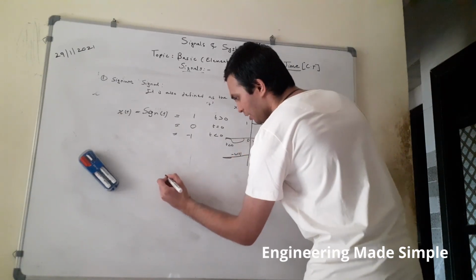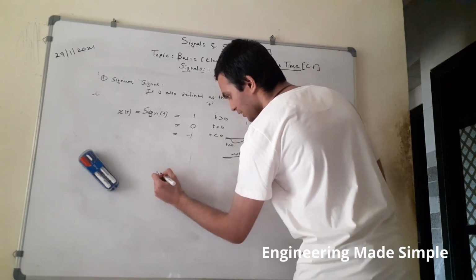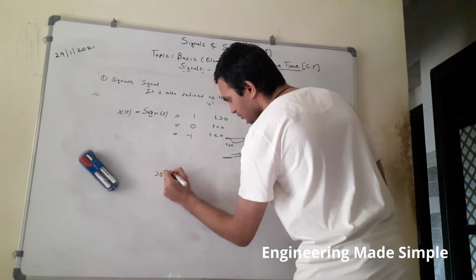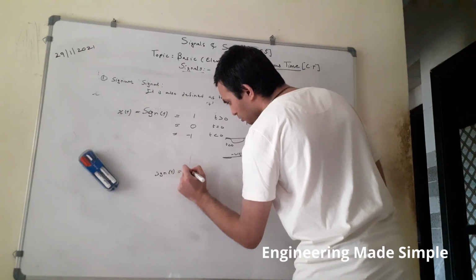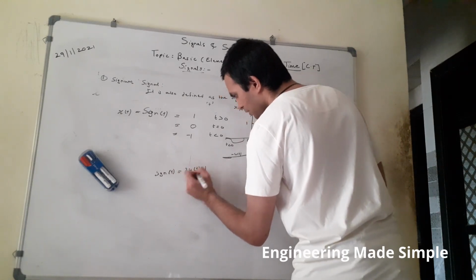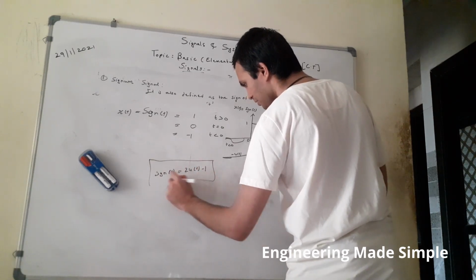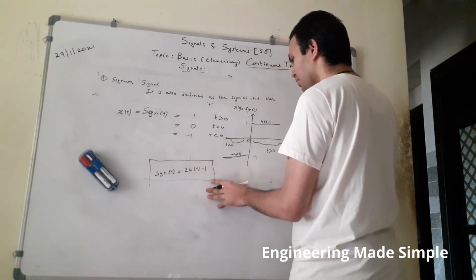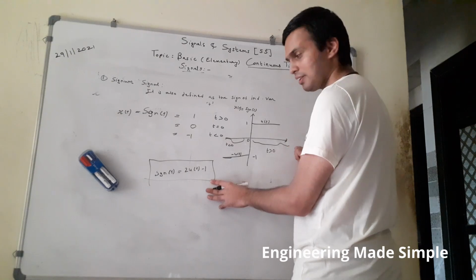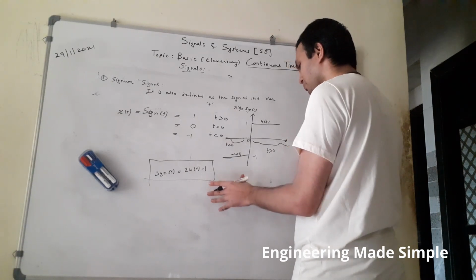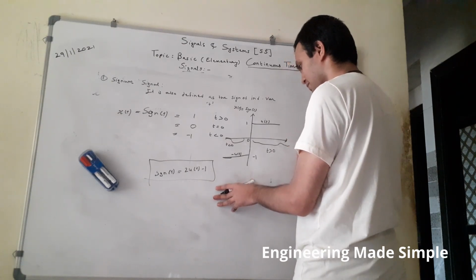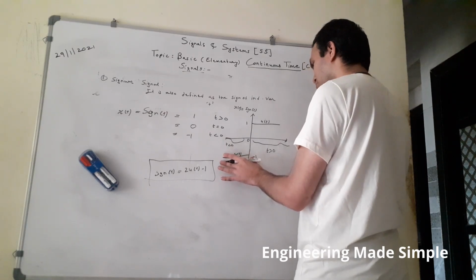An alternative way of defining a signum function is 2u of t minus 1. So if you do 2 times u of t minus 1, you get the signum function. For the time being, remember this: when you do signal operations or mathematical operations on various continuous time signals, you will understand this. For the time being, the signal looks like this.